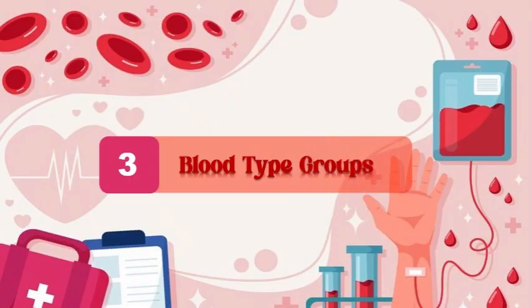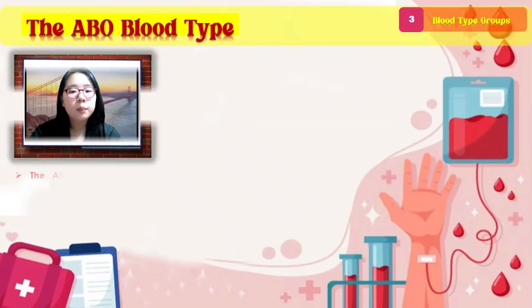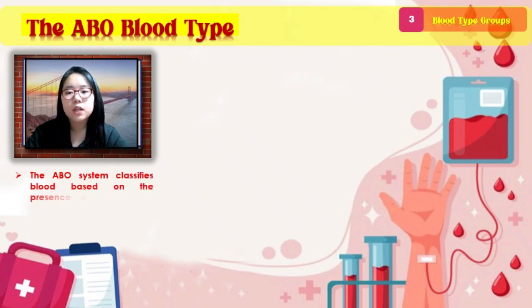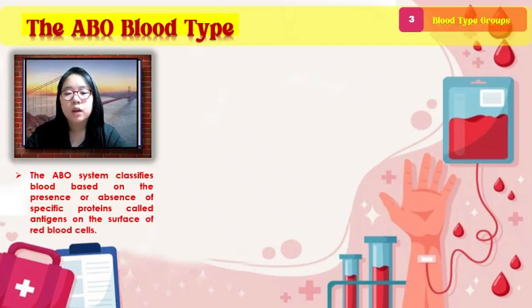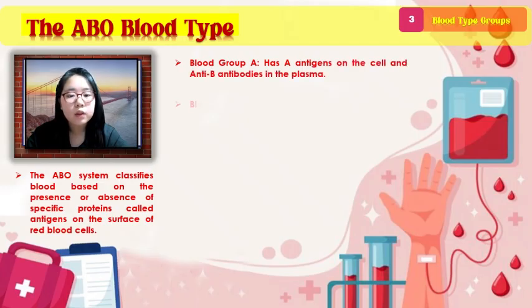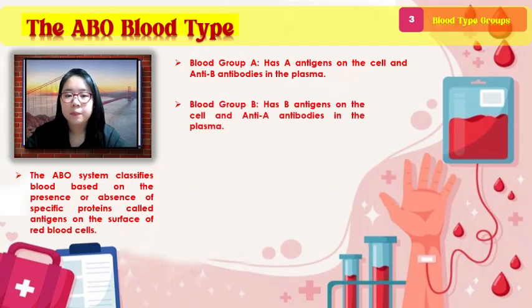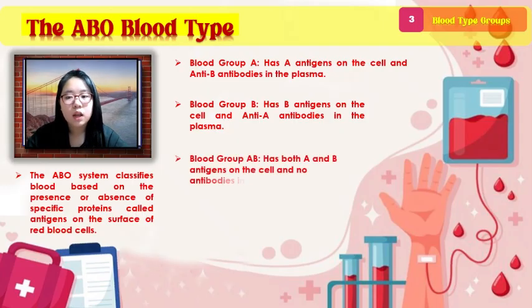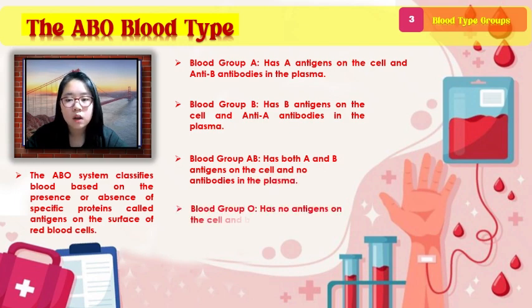Blood type groups. The ABO blood type. The ABO system classifies blood based on the presence or absence of specific proteins called antigens on the surface of red blood cells. Blood group A has A antigens on the cells and anti-B antibodies in the plasma. Blood group B has B antigens on the cells and anti-A antibodies in the plasma. Blood group AB has both A and B antigens on the cells and no antibodies in the plasma. Blood group O has no antigens on the cells and both anti-A and anti-B antibodies in the plasma.